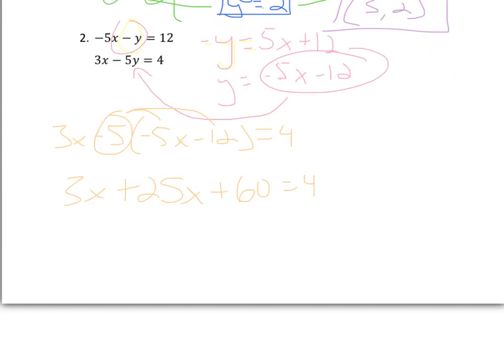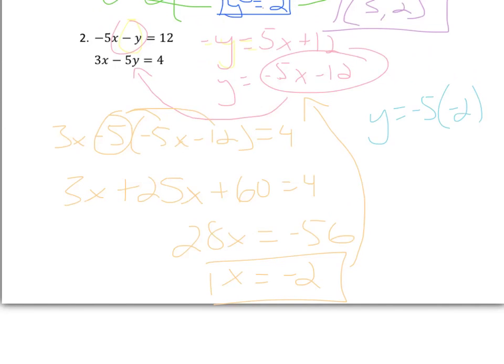Add stuff together, 28x, subtract the 60 to the other side, we'll get negative 56, and so x will equal negative 2. All right, once we get x equals negative 2, take it and plug it back in for the x to solve for y. So to do that, we'll have y equals negative 5 times negative 2 minus 12. So y equals 10 minus 12. Remember, negative 5 times negative 2 is going to be positive 10. And y equals negative 2.